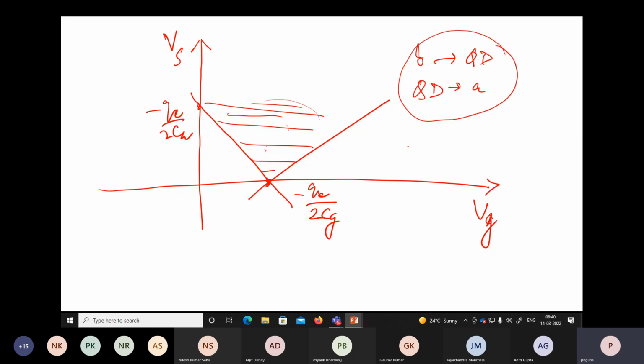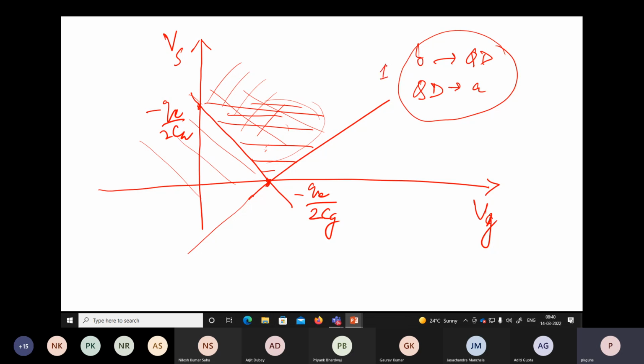If both these situations are simultaneously valid, then we will get current through the circuit, and that particular inequality zone is this portion, right? Because you remember one portion was like this, and the other portion was like this. So the common portion is this part where we can get current, right?